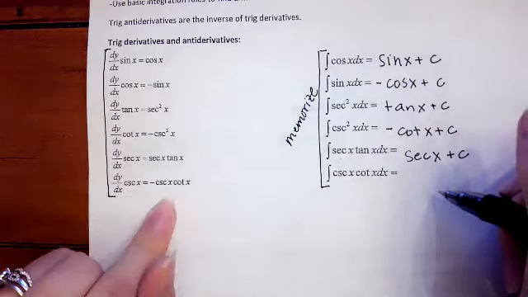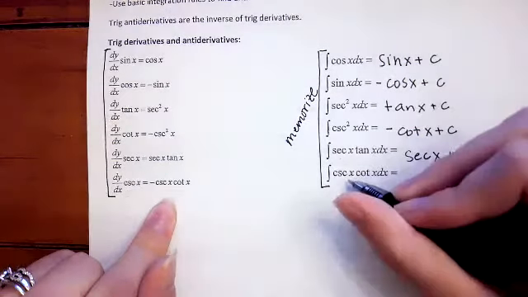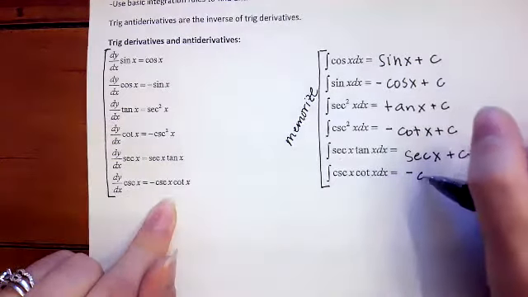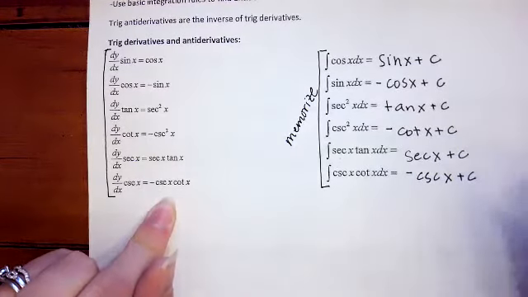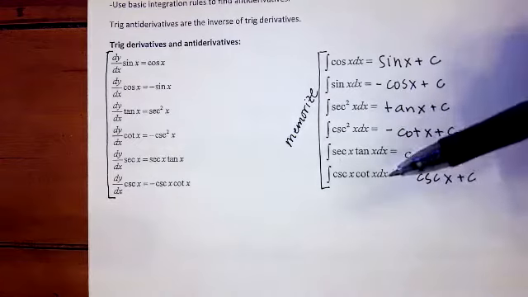Derivative of cosecant is negative cosecant cotangent. Integral of cosecant cotangent is negative cosecant. Okay, again, these are the 6 you need to memorize.